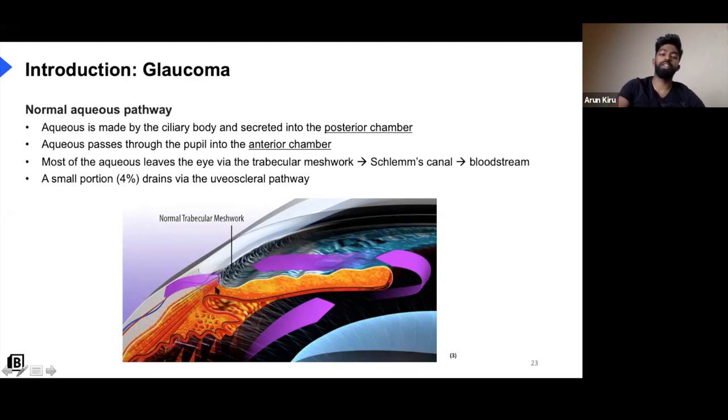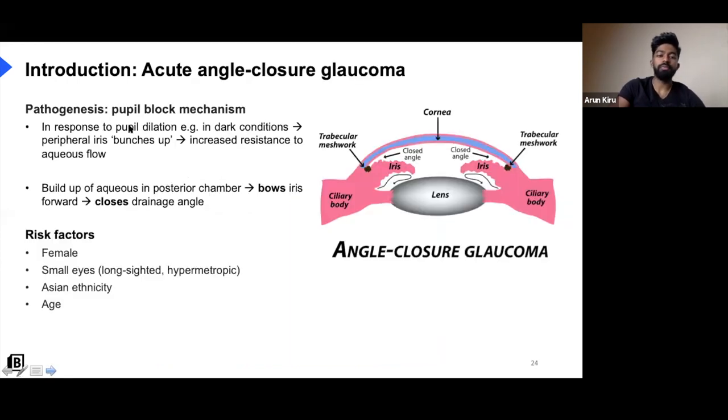A small amount drains through another pathway. You don't really need to know that. So just think of it like that. Okay, angle closure glaucoma. That's what this case is about. So what is going on here?